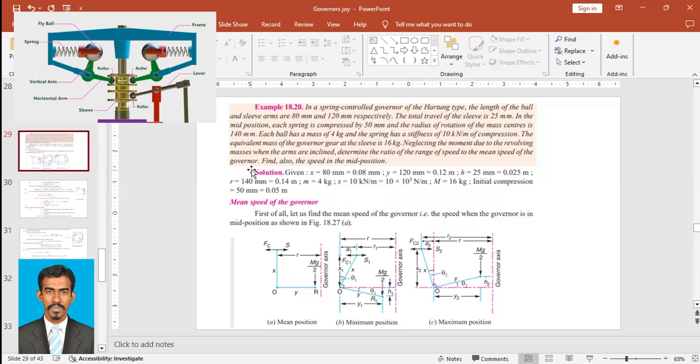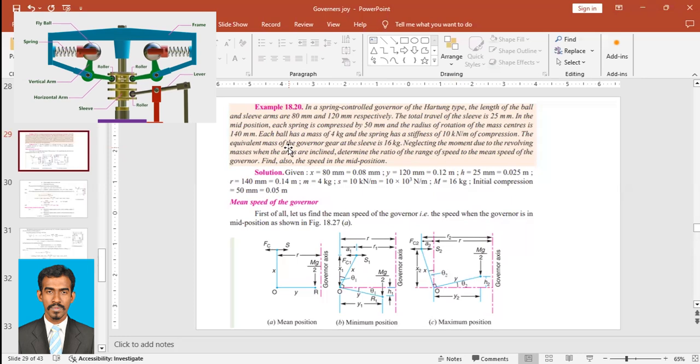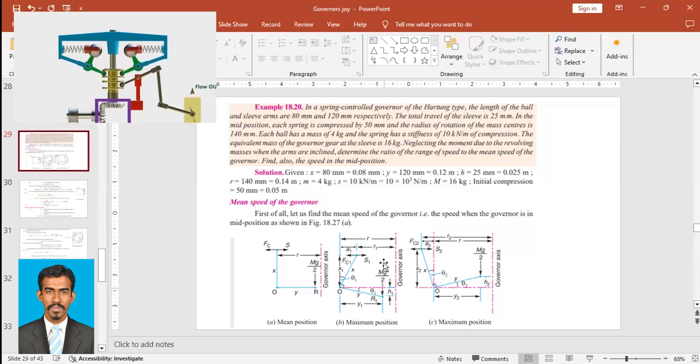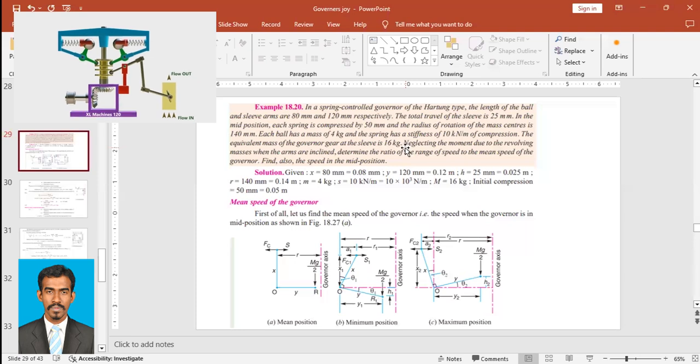And the equivalent mass of the governor gear at the sleeve is 16 kilogram. So capital M is 16 kilogram. We know that the mass of the sleeve is necessary, so here it's given as the equivalent mass of the governor gear at the sleeve. Whatever parts are attached to it, the complete mass is 16 kilogram. So these are the given data.